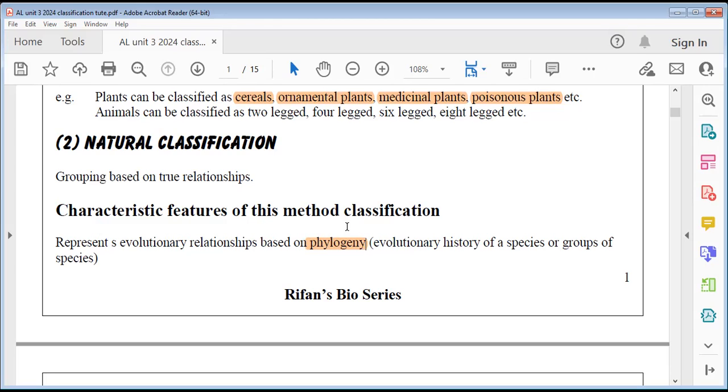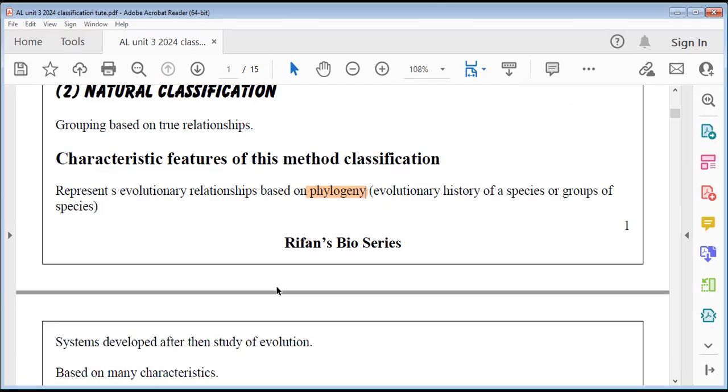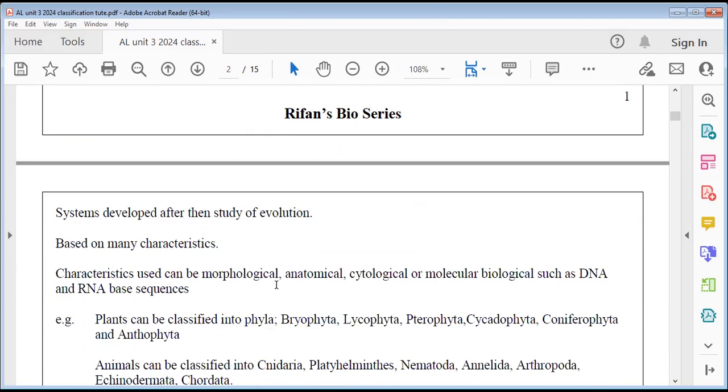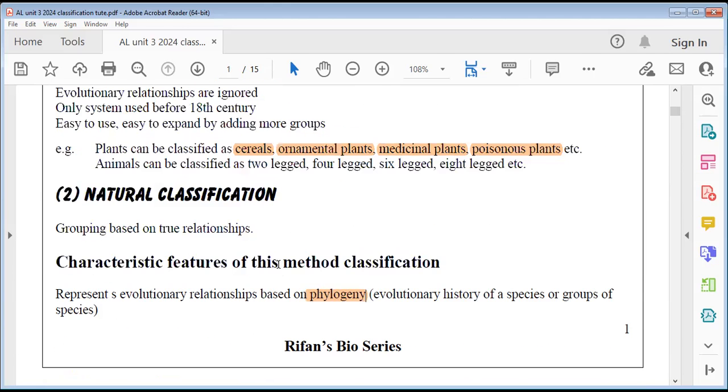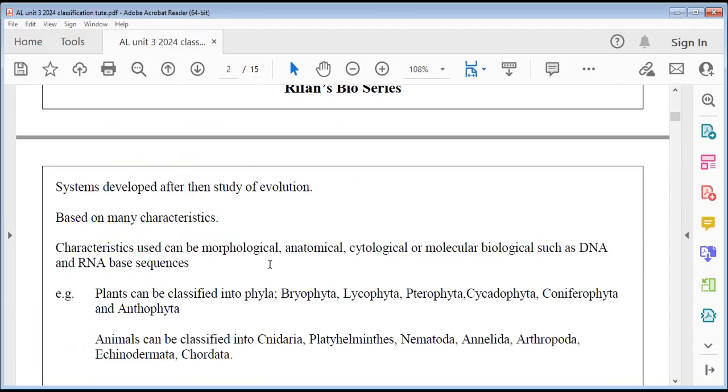So the point is, this kind of phylogeny, evolutionary relationships, is closely observed to determine whether one group of organisms and another group of organisms are near to each other and whether they can be placed in the same group. Understood? In this case, it is totally the other side to artificial classification. It came to light after the 18th century with the introduction of evolution. Here we consider many deep characters to determine whether an organism is in the same group or a different group.